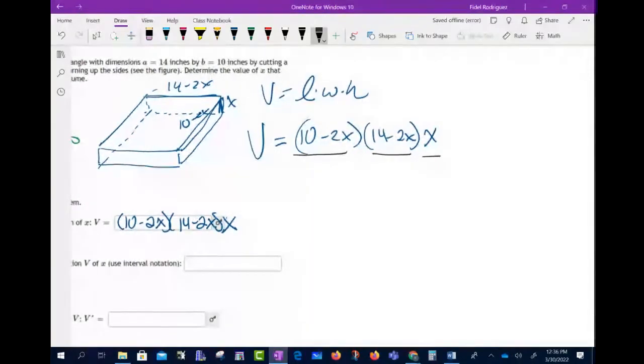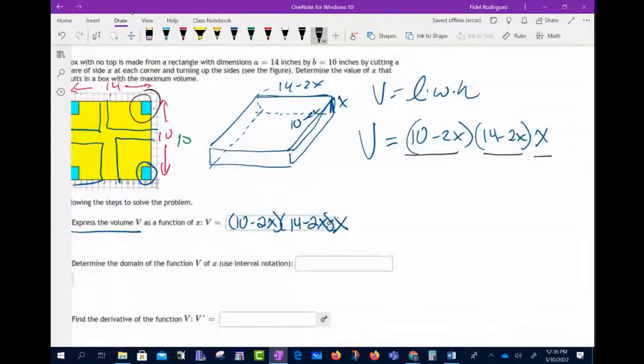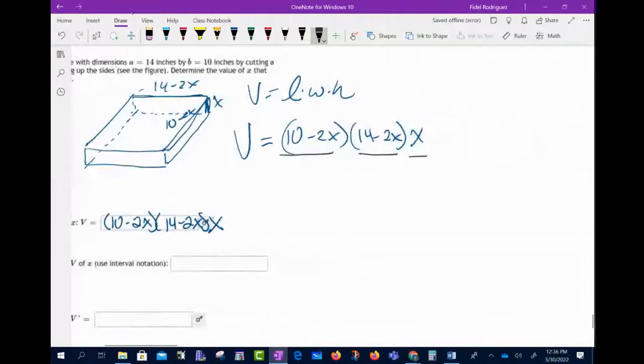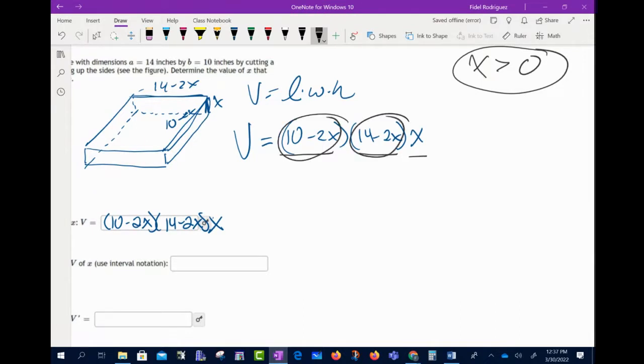Okay, so first off, because we're cutting little boxes here, do you agree with me that number one, x has to be positive? In order for me to cut something, it's got to be a positive number, right? I got to cut at least something. So this part we know for sure. Now, the other thing is we're going to look at these numbers. These numbers also have to be positive, y'all. So 10 minus 2x needs to be positive. So does 14 minus 2x, okay?